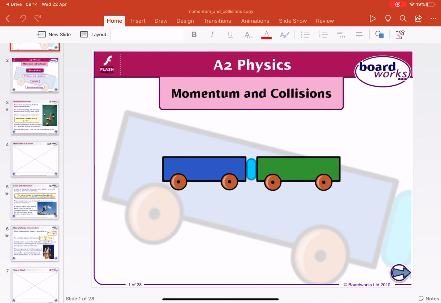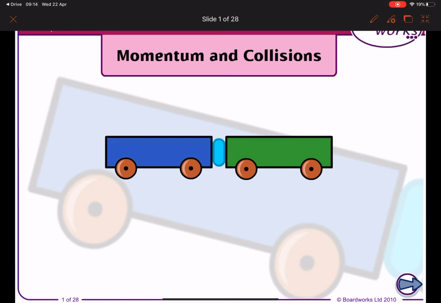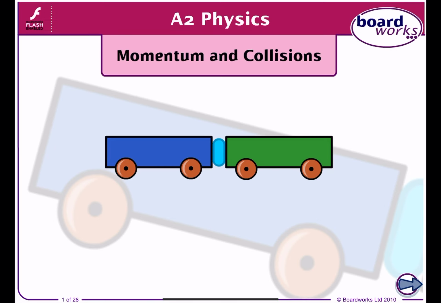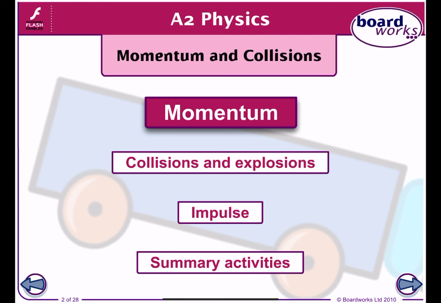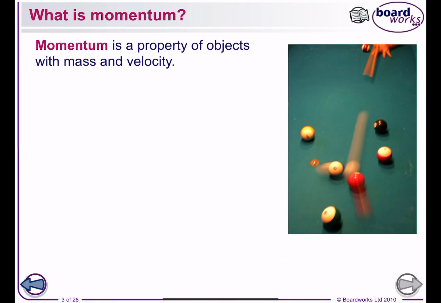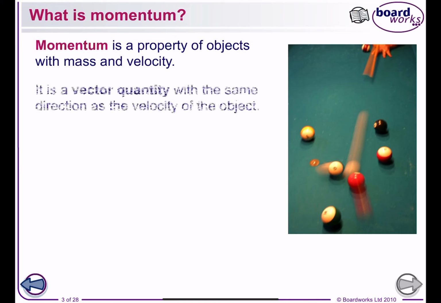So I'm just going to give you an overview of momentum, which I've already asked you to look at briefly. So some of this will be familiar from GCSE, some of it will be new. So let's just start with the simple stuff. Momentum is a property of any object that is moving, essentially. Anything with mass and velocity has momentum.